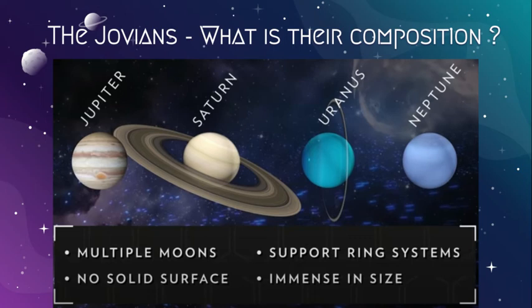Now, the composition of the Jovian planets, they have multiple moons. They have no solid surface. Remember, they're gas giants or ice planets. They support ring systems and they are immense in size, immense compared to the first four planets in the terrestrial series.